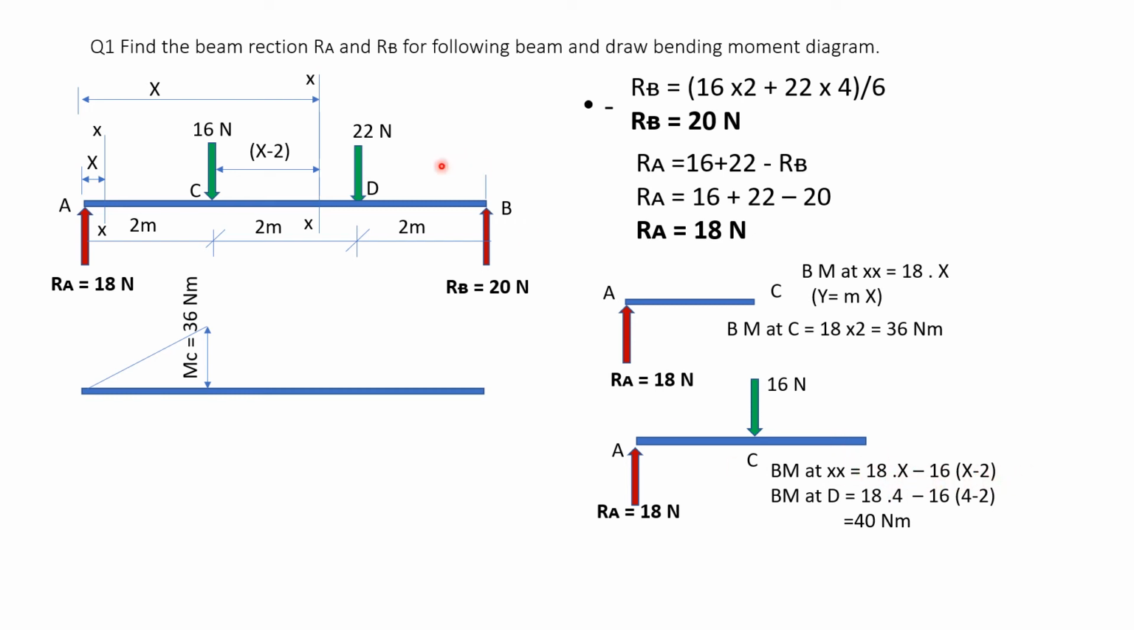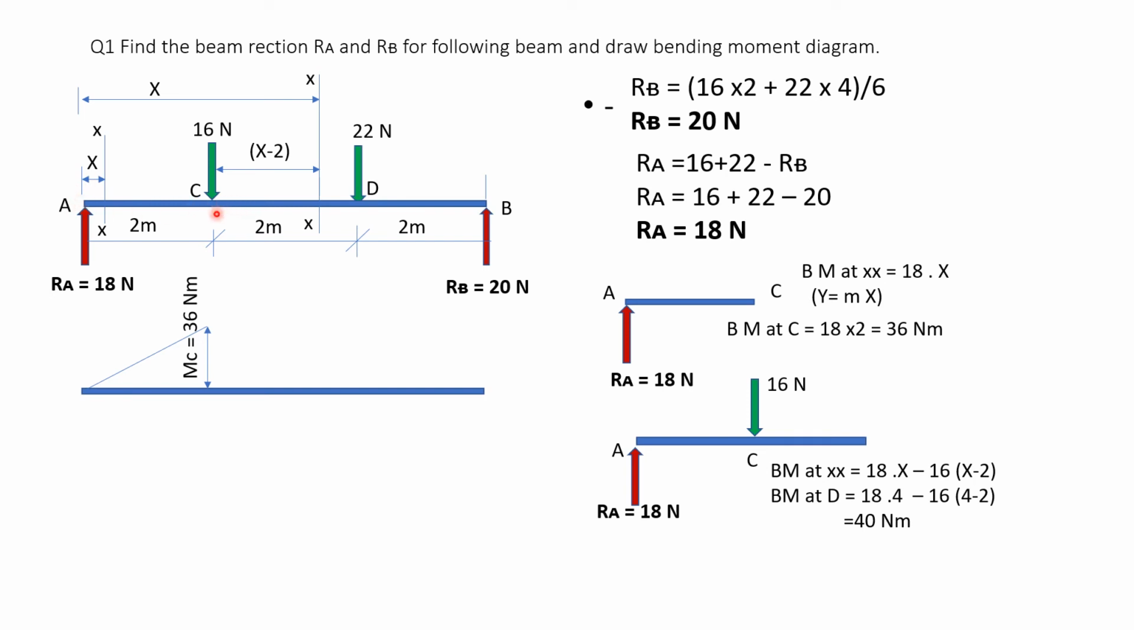And here again this is an inclined straight line, a straight line equation. If I substitute x is equal to 2, I get the bending moment at C. If I substitute x is equal to 4, I get the bending moment at D. If I want it somewhere here, say at 3 meter from A, at the center, I substitute x is equal to 3 in this equation. If I want the bending moment at 2.5, I just substitute the value of x as 2.5 here, and I get the value of bending moment at 2.5 meter from A.